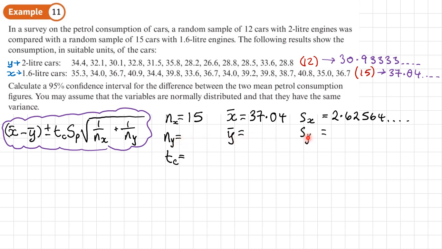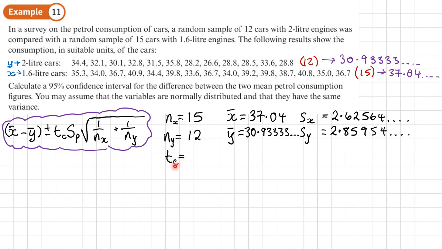Now we'll fill it in for Y. So number of my Y samples, 12. The mean of Y, the 2 litre cars, 30.9333, looks like the 3 is recurring, and its variance 2.85954, and then I think it's like 0.11 after that.